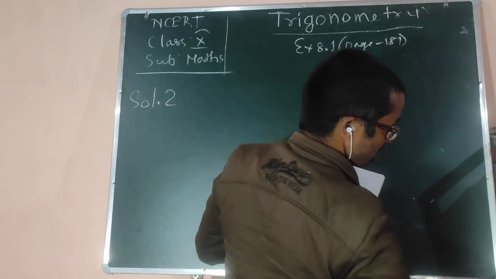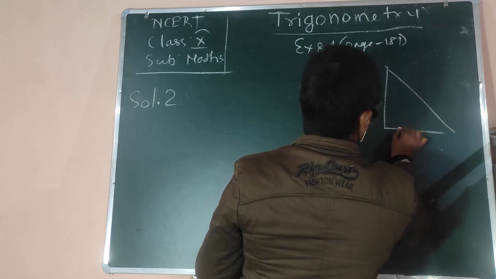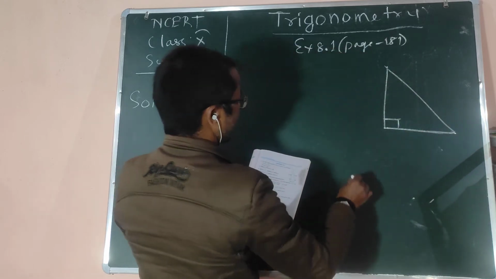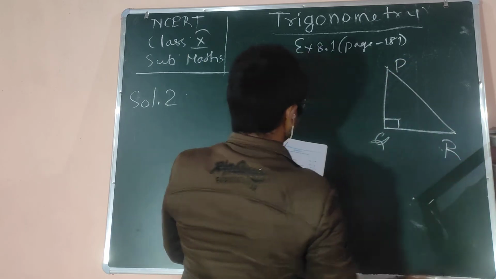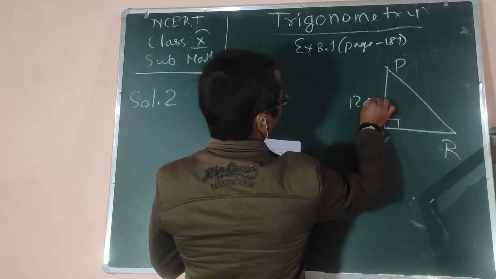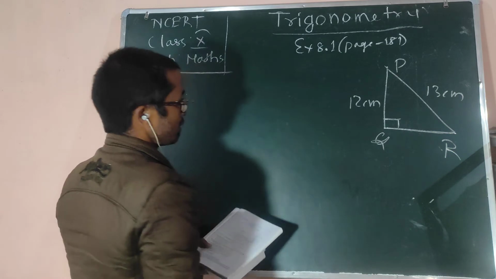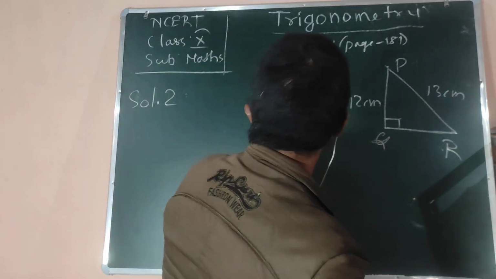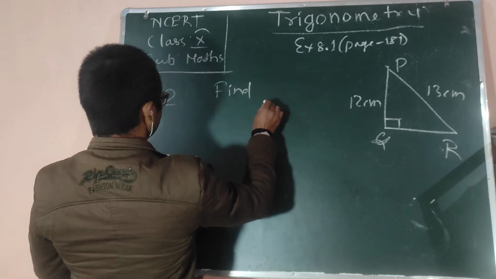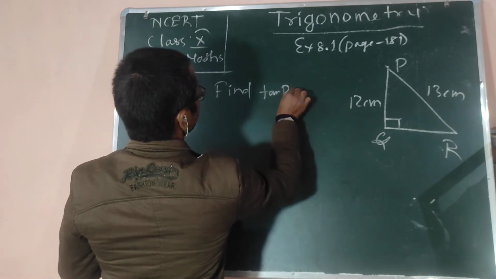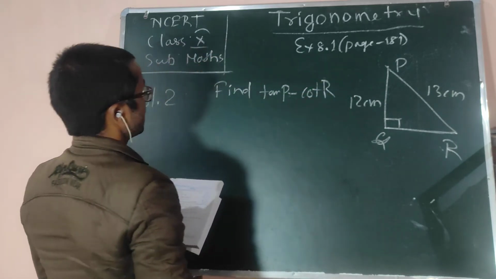Let me draw exactly what is given in the book, so that no confusion will be there in your mind. So right angle at Q, P is one acute angle and R is one acute angle. All the dimensions are given: 13 centimeter. Now here also, what you have to find? Find tan P minus cot R. That we have to find out.